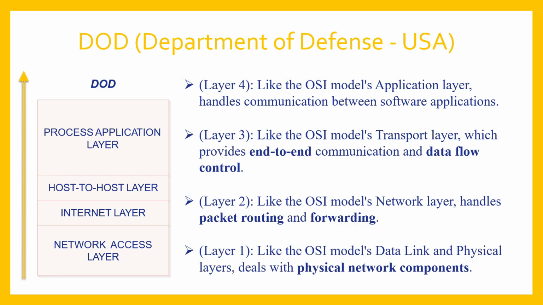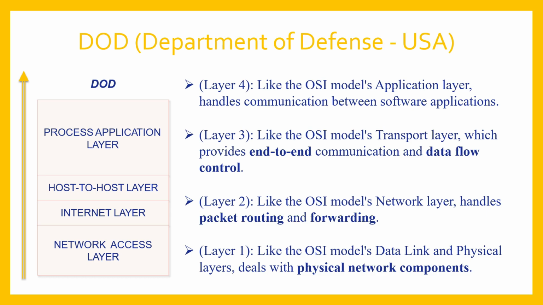Now let us talk about the layers in the DoD model. Layer 4, that is process application layer. Like the OSI model's application layer, this handles communication between software applications. Layer 3, host to host layer. This is like the transport layer in the OSI model. This provides end-to-end communication and data flow control.